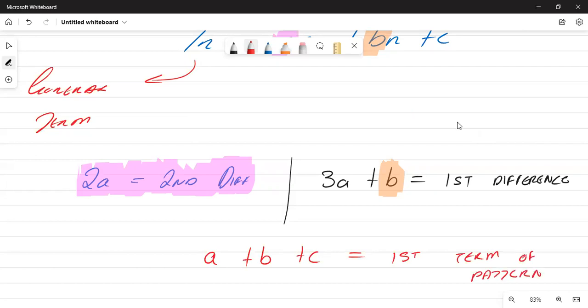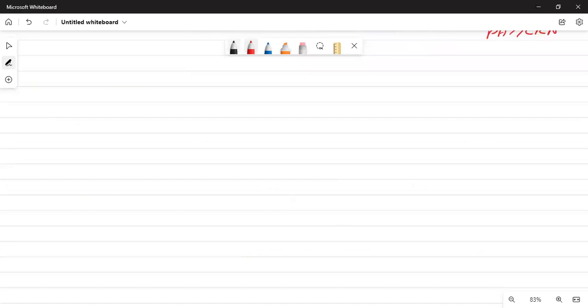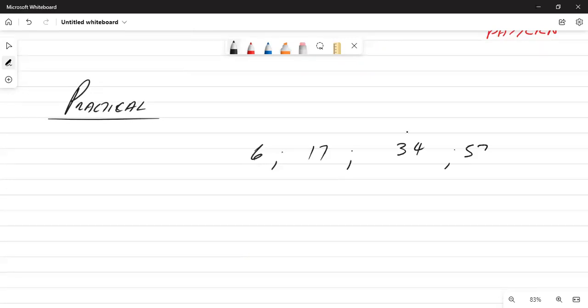We can then take all of this and put it into a practical example. For our practical example, let's go on and use something basic such as 6, 17, 34, and 57. With this, we would be able to find everything.